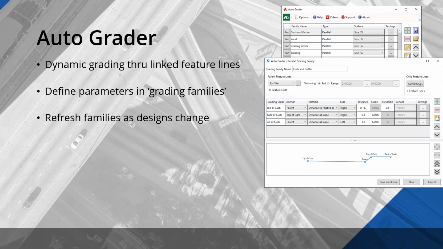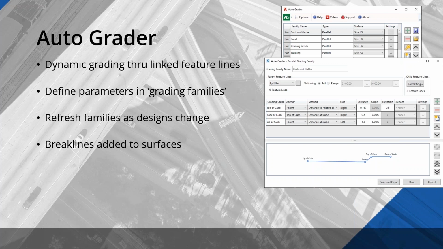As you make changes to your design, if you draw a feature line and then you want to use Autograder to duplicate, say, a pond example where you've drawn the top of the pond, and you want it to generate your benches and different slopes all the way down or all the way up the pond. If you make a change to that feature line you drew and you refresh Autograder, all those dependent feature lines will update.